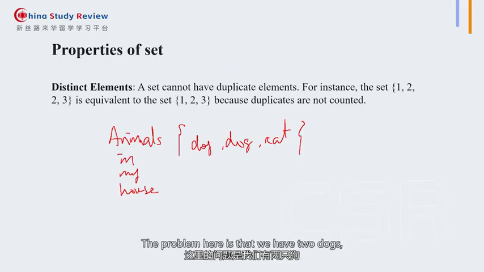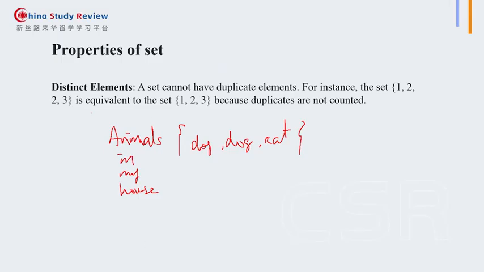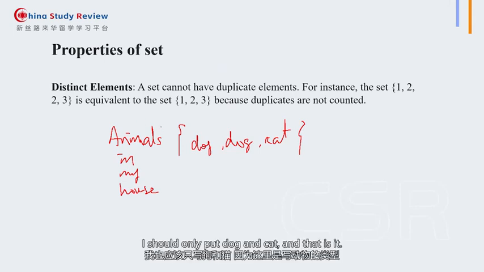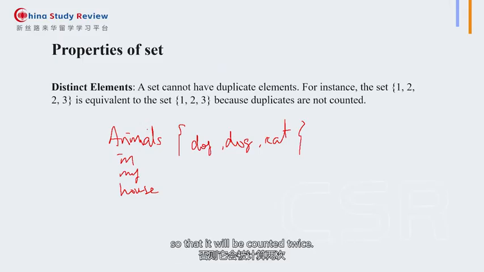So what is the problem here? The problem is that we have two dogs, and these two dogs are exactly the same, so it violates the law of distinct elements. When I write a set about animals in my house, this looks like the types of animals, so every type should only be counted once. Even though I have two dogs, I should only put dog and cat, and that is it. We should not put the same element inside so that it is counted twice. That is not how we deal with it.